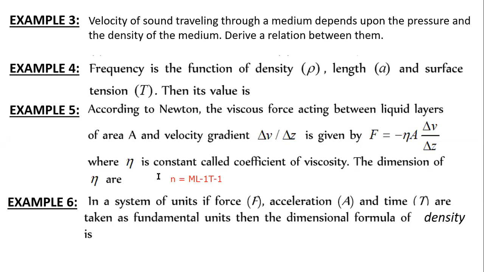Velocity gradient is your per second. Speed upon distance. Yeah, the velocity gradient is nothing but velocity per unit distance between the two layers. So it is your per second, the unit of velocity gradient. Meter per second upon meter, so that will be simply per second, s power minus 1.